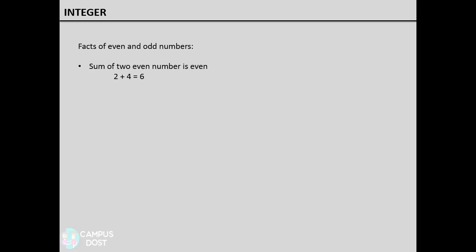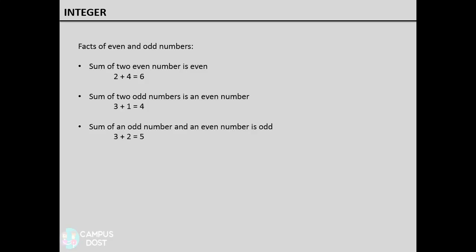Now let's look at some facts using odd and even numbers. The sum of two even numbers is even, that is 2 plus 4 is equal to 6. The sum of two odd numbers is an even number. For example, 3 plus 1 is equal to 4. The sum of an odd number and an even number is odd. This is 3 plus 2 is equal to 5.